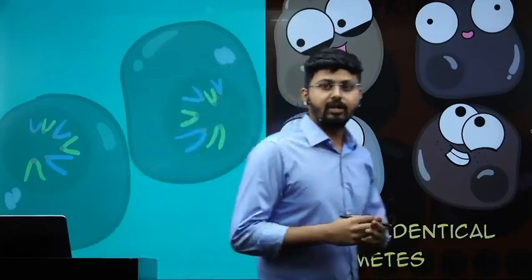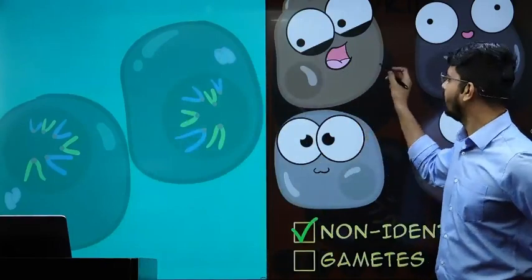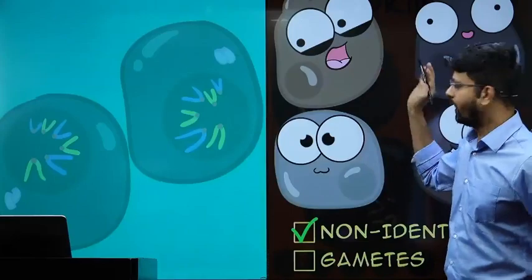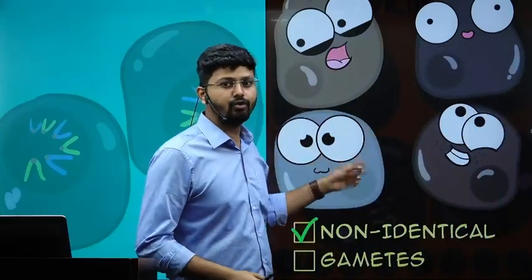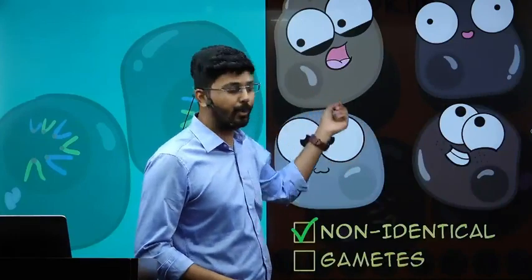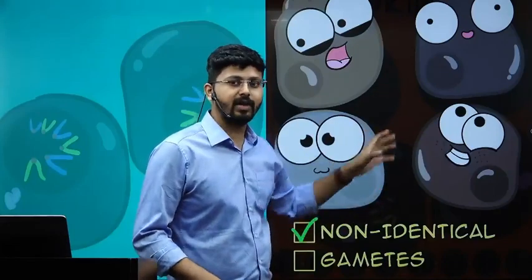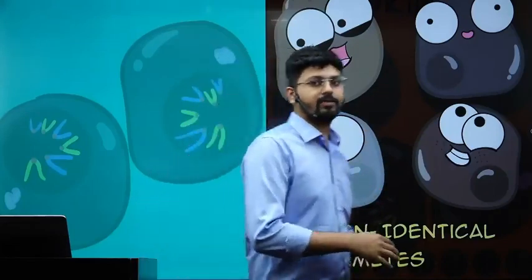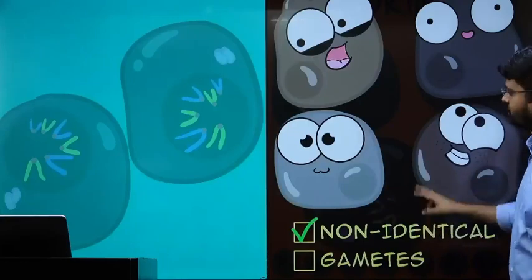Now you see that when a sperm cell combines or fuses with the egg cell, what kind of child is going to be born depends upon which egg it is going to fuse with, right? So that's why there can be variation with respect to the child that is going to be born. Okay, so these are non-identical and these are gametes.